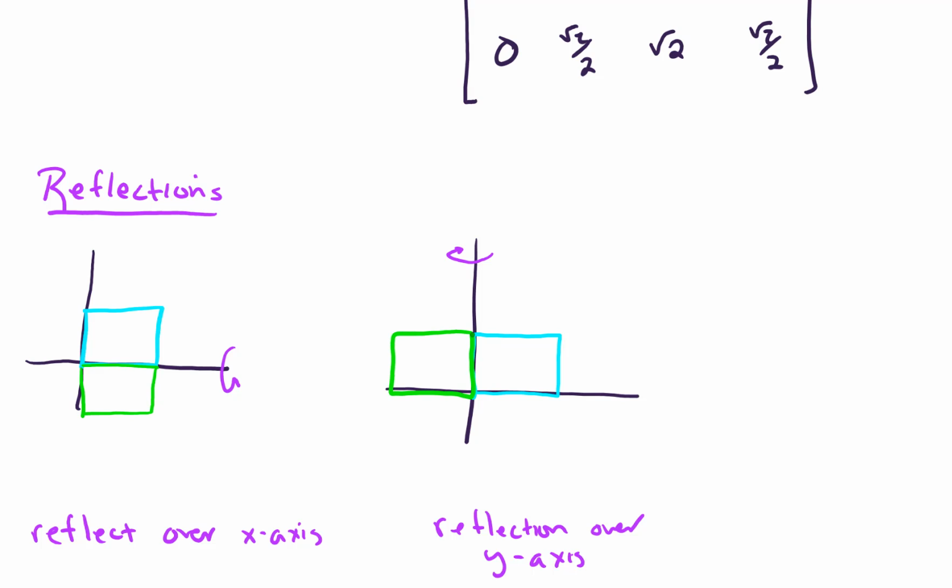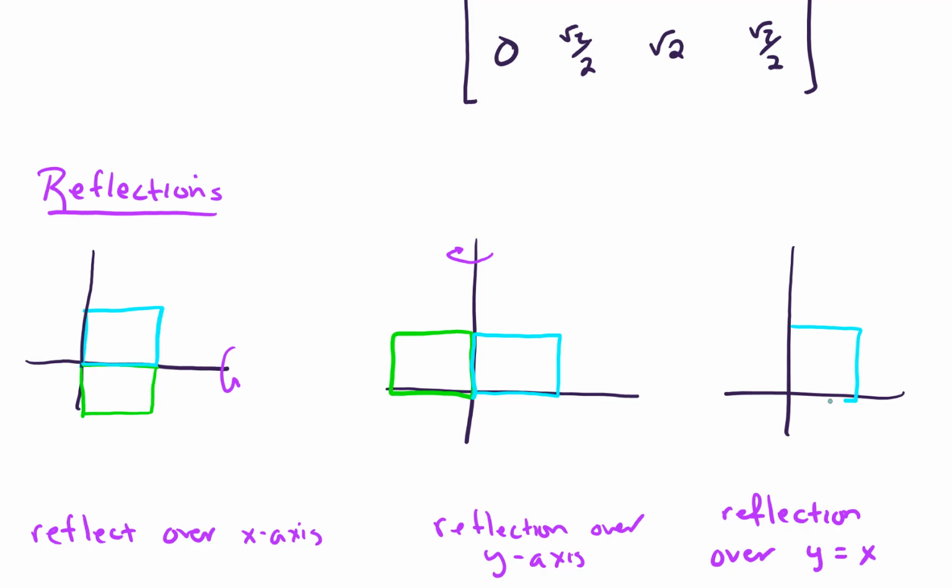And lastly, we could look at a reflection over y equals x. And if we did that, that one's not as exciting with our unit square because we pretty much end up with the same figure, right? So we're reflecting over this line y equals x, and we just get the same unit square back.